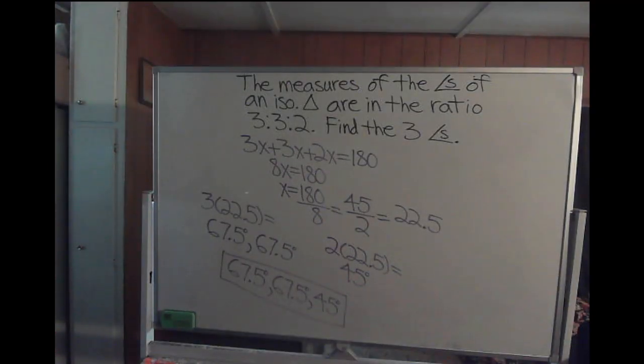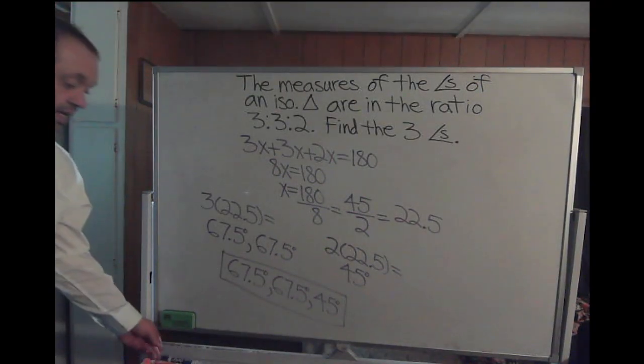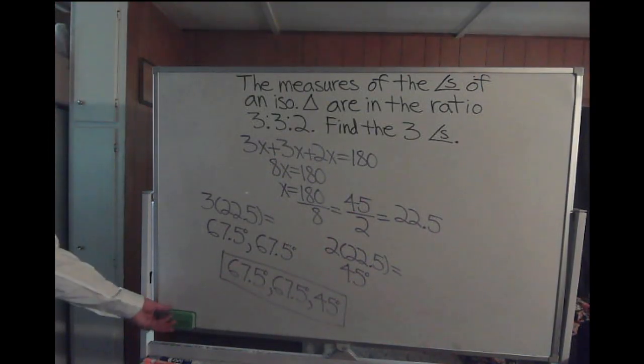And then if you add these together, you should totally come up with 180, because 67.5 plus 67.5, so what would that be? 135. Yes, you would get 135 plus 45 would give you 180. So those are the values of your three angles.